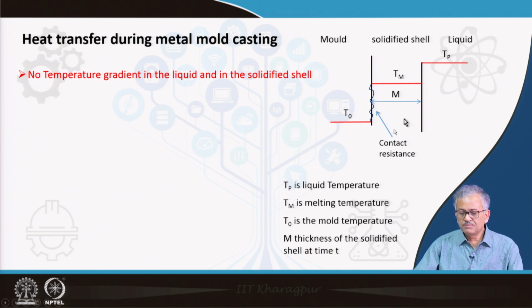Here Tp is the liquid temperature, Tm is the melting temperature of the liquid, T0 is the mold temperature, and m is the thickness of the solidified shell at a certain time t.